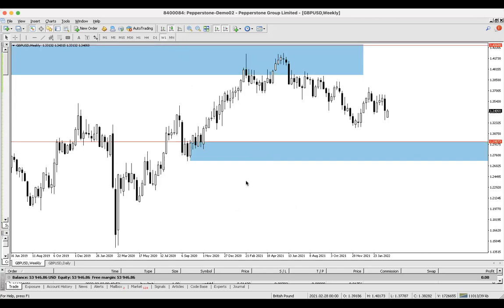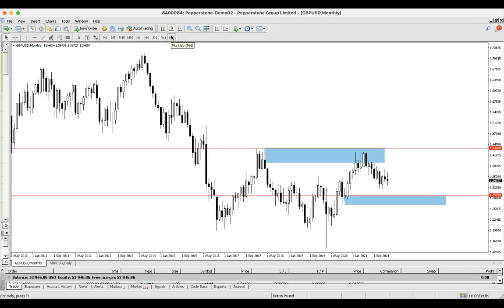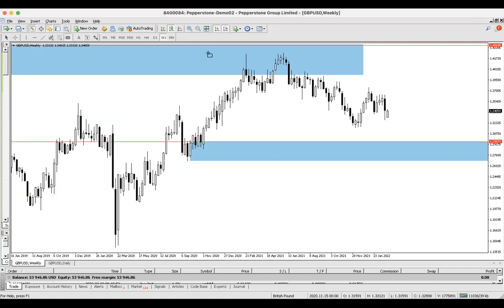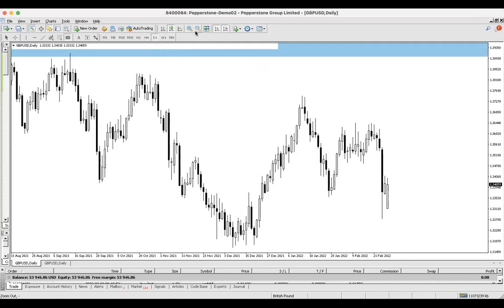So on the weekly, we have to find the area where price will turn. So look here, this is monthly, right? On the weekly, you will find this area. That's where price turned. And the bottom one here, it's still that one. So if you are to put your sell, you will still need to go under, on the daily.